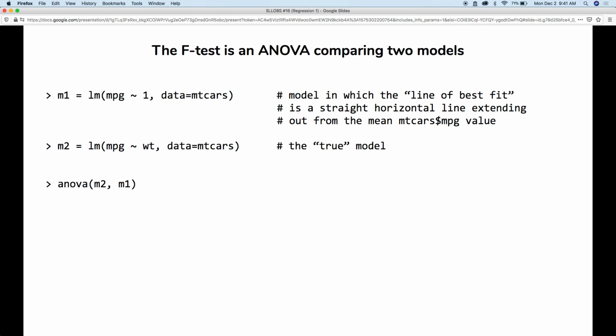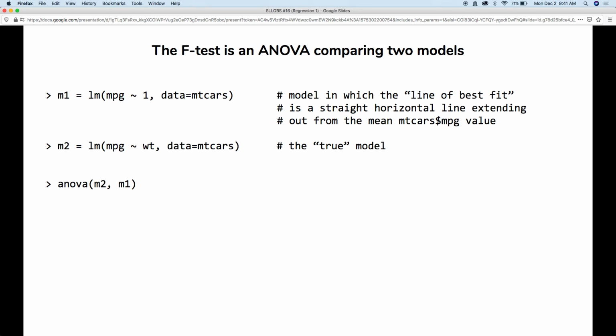But what the ANOVA is doing is it's first defining a very simple model, M1, that is predicting miles per gallon as a function of 1. And what that syntax means when you're predicting some y value as a function of 1 in R is you're basically saying that the line of best fit in this model is just a straight horizontal line that extends out from the mean value of y. So no slope, and that line is centered at the mean value of your dependent variable. Basically, what's likely to be a pretty uninformative model.